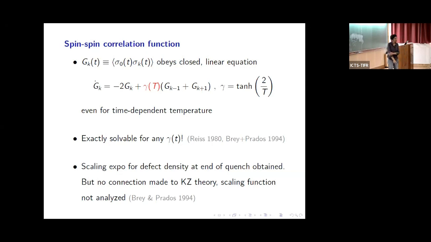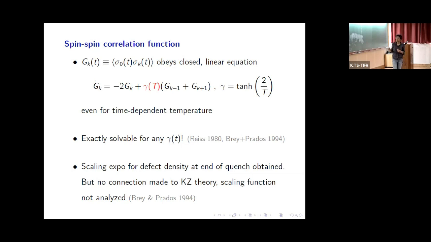So gamma depends on temperature? Yeah, I'll come to the protocol. And not on the time, no? Not on the time. Capital T, the temperature, is a function of time. Okay. No, exactly solvable, even when temperature is also a function of time.